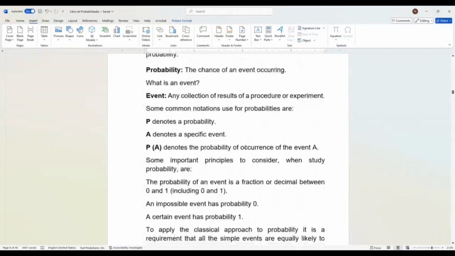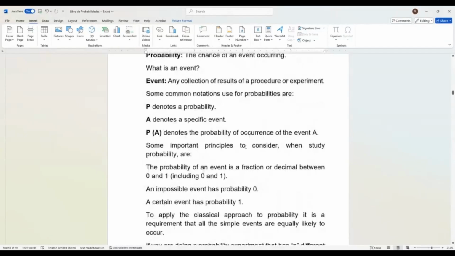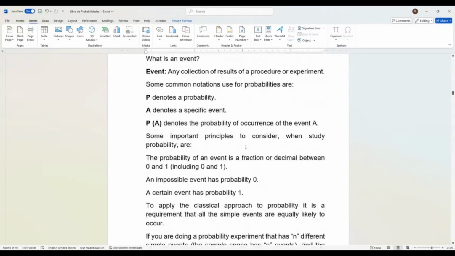Now, some common notation that we use in probability: we use the letter P to denote probability. We can use the letter A or the letter E to denote a specific event. So we can say that P of A denotes the probability of occurrence of the event A.